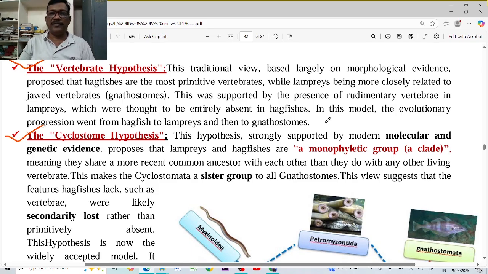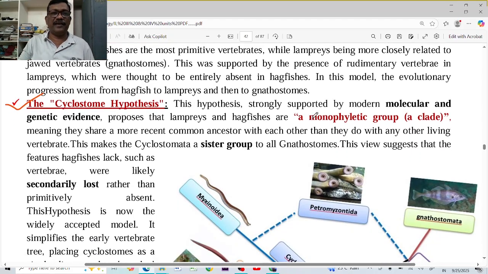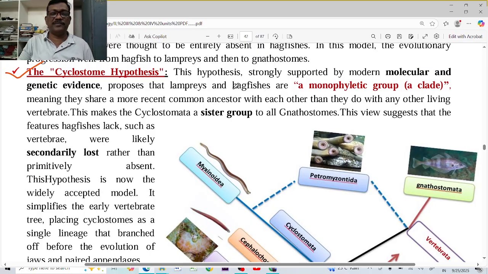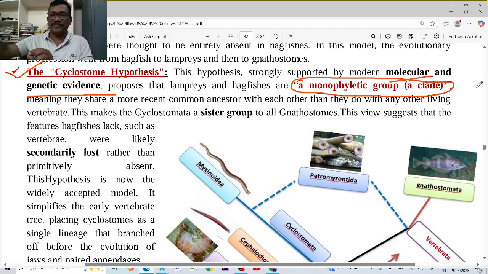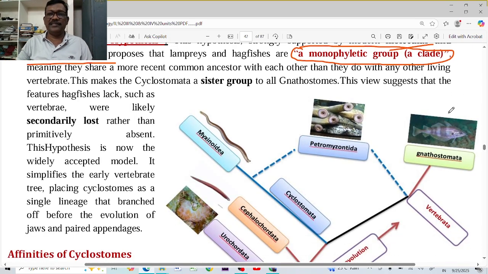Put aside this hypothesis. The latest research was indicating that in this cyclostome hypothesis, not only the morphological or anatomical characters, including the molecular and genetic characters are also studied in the cyclostomata, in petromyzon and the myxine, that is lampreys and hagfishes. These two belong to a monophyletic group, that is a clade. They were evolved on the same line. Like that, these are called the sister groups.